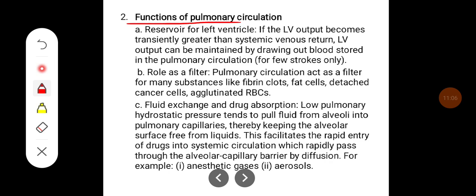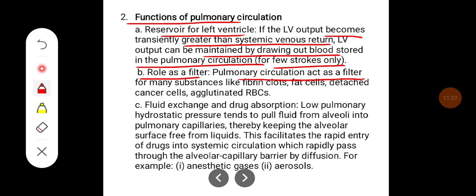Then, functions of pulmonary circulation. It acts as a reservoir for the left ventricle. If the LV output becomes transiently greater than the systemic venous return, the LV output can be maintained by drawing out blood stored in the pulmonary circulation. That is only for a few strokes. It also acts as a filter. Pulmonary circulation acts as a filter for many substances like fibrin clots, fat cells, detached cancer cells, and agglutinated RBCs.